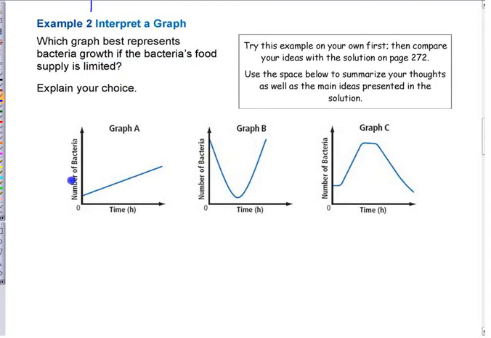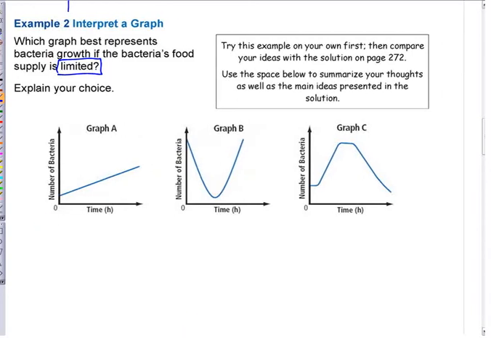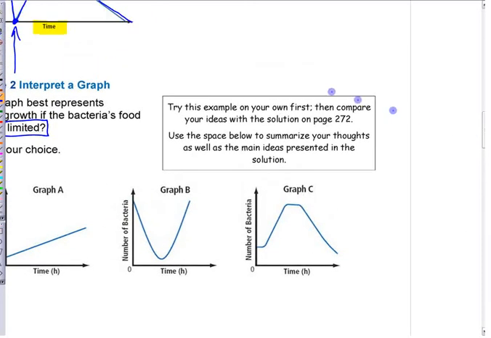Okay, so this says bacterial growth if the food supply is limited. What would the graph look like, do you think, if the food supply of bacteria was unlimited? Why do they have to say that for limited? Well, first let's say if this was a graph of bacterial growth with unlimited food supply, this is time down here. This is number of bacteria. So if we had this graph here where it was time and number of bacteria, what would the graph look like?